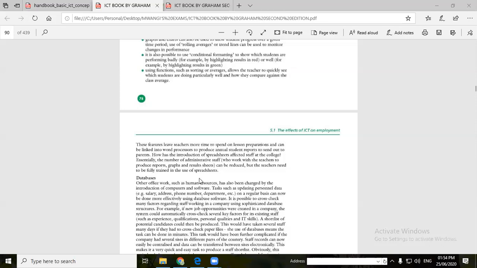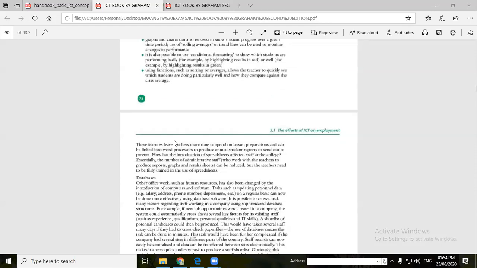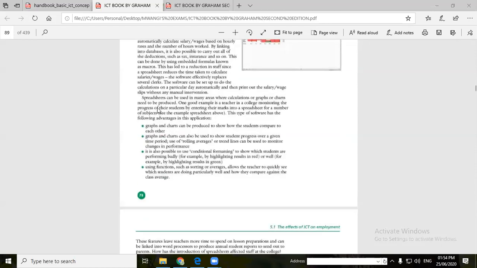Another thing that I want us to look at is another software, the database. And still remember, you're looking at the negative effect of ICT on employment. Remember, for the spreadsheet, all these calculations that are needed would have been done manually by other people; you would have employed other people to calculate these things. But now because the machine can do it, we don't need them. We just lay them off.